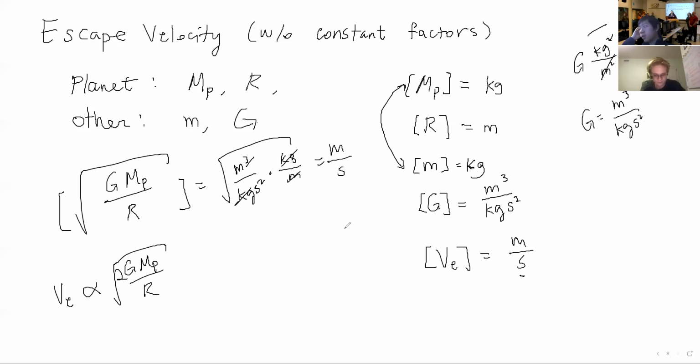Any questions? What's the constant? The constant is square root 2. It says it's proportional, so if we add in the 2, then it becomes equal.